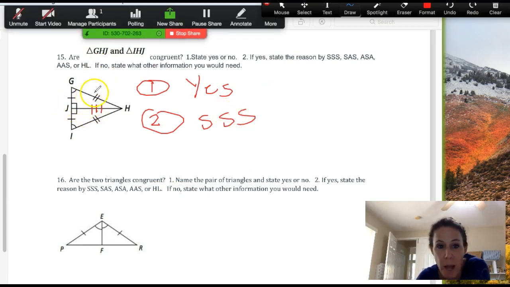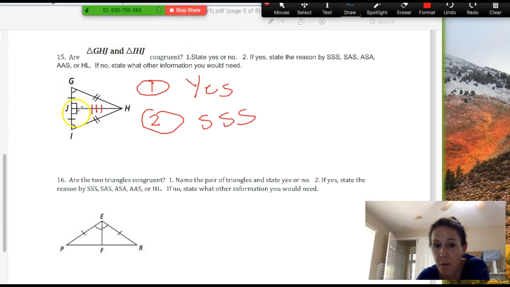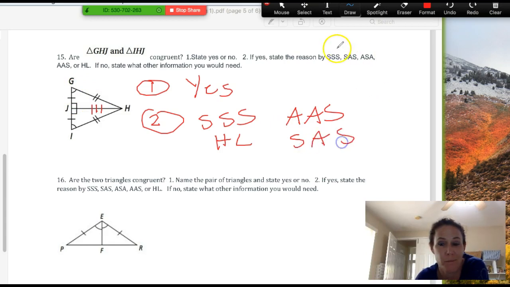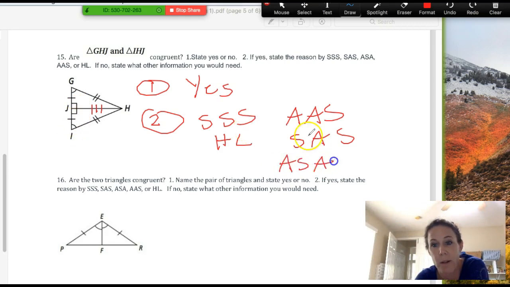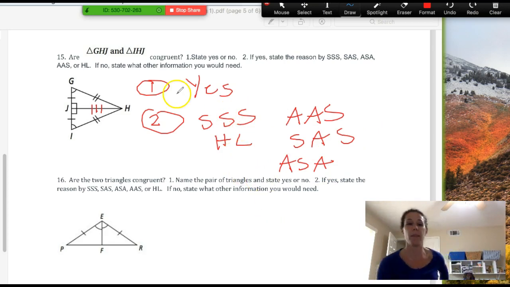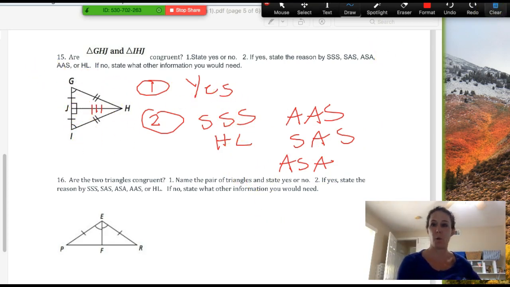Also, I could have said hypotenuse, leg, because it's a right triangle. The hypotenuse is congruent and a leg is congruent. I could have also said angle, angle, side. That would have worked. I could have said side, angle, side. Okay, so side, side, side, side, angle, side. Let's see if angle, side, angle works. Maybe that one even works. Let's look. Angle, side, angle. Yep. So you could have given me any of those reasons why these 2 triangles are congruent. This one's got quite a bit of information.